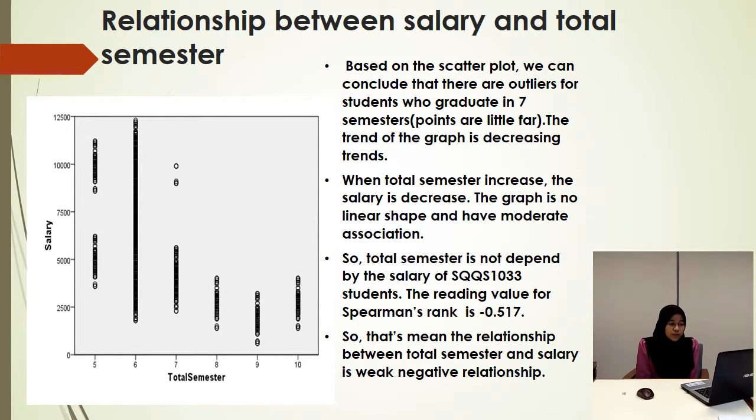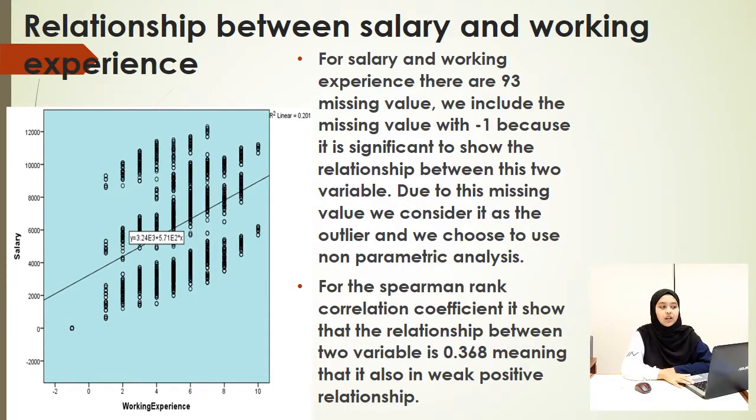On the scatter plot, we can conclude that there are outliers for students who graduate in 7 semesters, a point a little far. The trend is decreasing. When total semester increases, the salary decreases. The graph has no linear shape and has moderate association. So total semester does not depend on salary for UKS 1023 students. The reading value for Spearman's rank is -0.517. So that means the relationship between total semester and salary is a weak negative relationship.